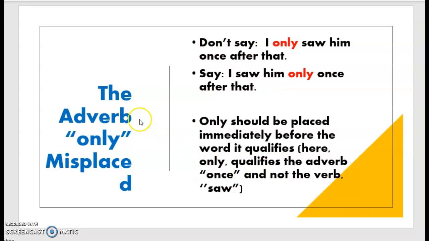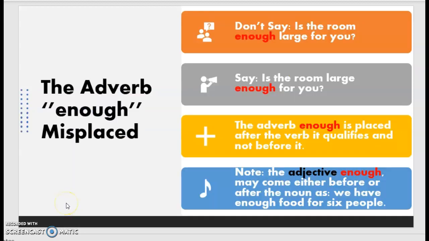All right, so let's look at the adverb "only." Don't say, "I only saw him once after that." Say, "I saw him only once after that," because the rule says that you should place "only" before the word it qualifies and not after. So in the second sentence, we have it before the word it qualifies, because it qualifies "once" and not "saw."